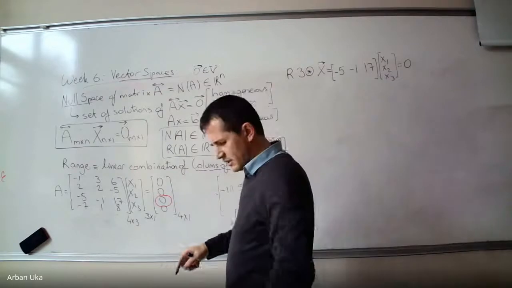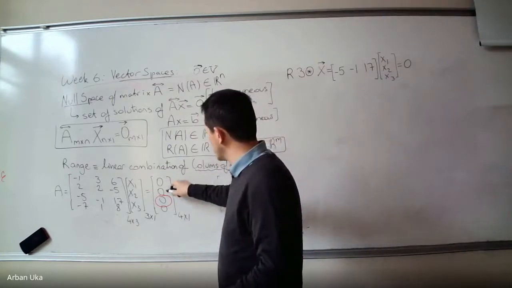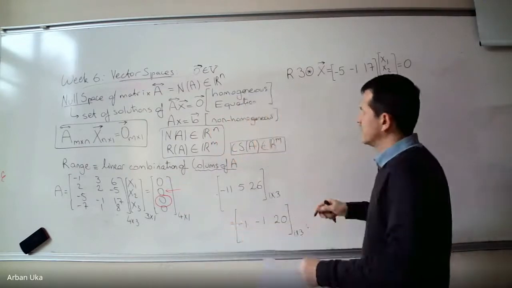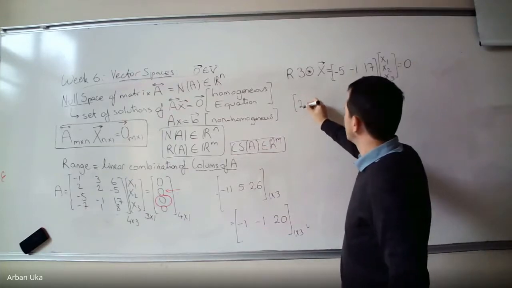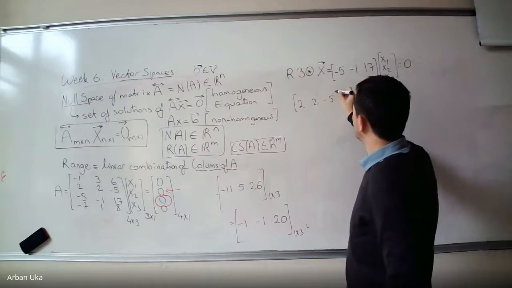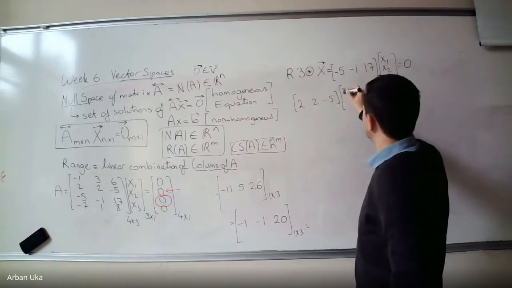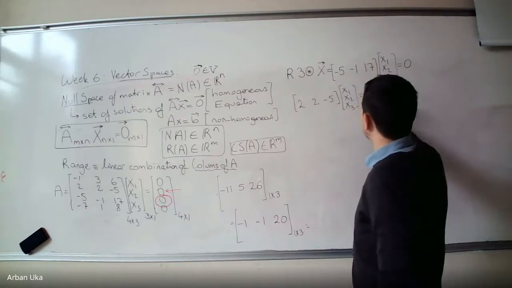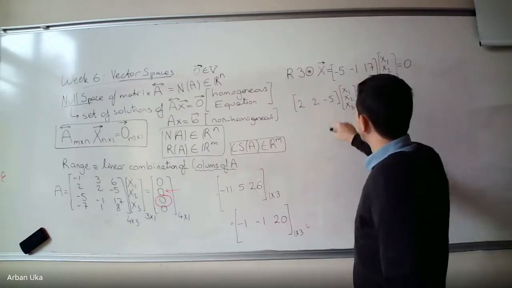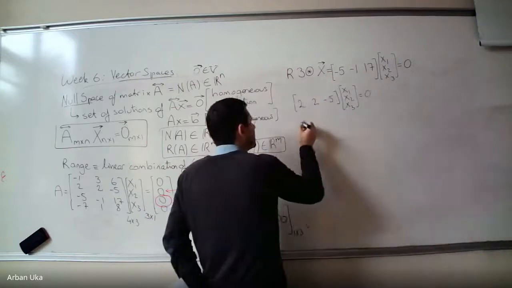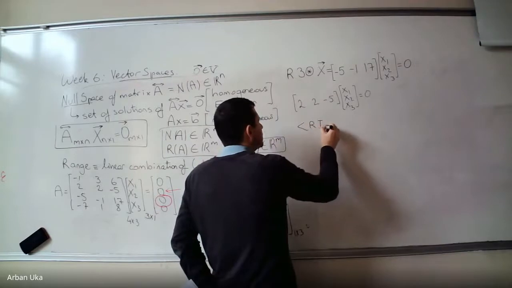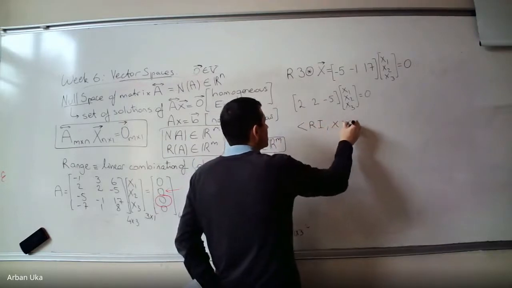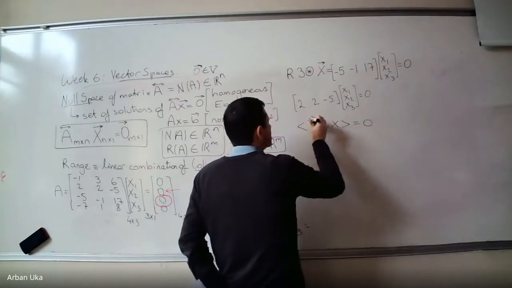And how can we get this other 0? We do the row 2, right? What is the row 2? Row 2 is 2, 2, minus 5 times x1, x2, and x3. This will still be equal to 0. In fact, what we have here is the inner product between all the rows, so we can call this row i times x, and this is equal to 0.